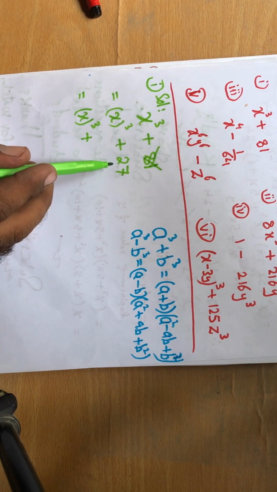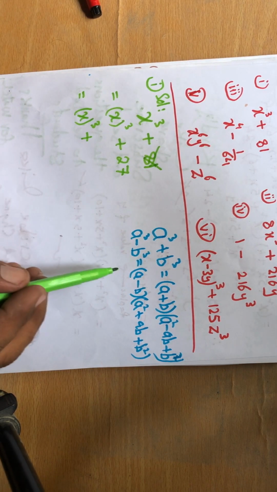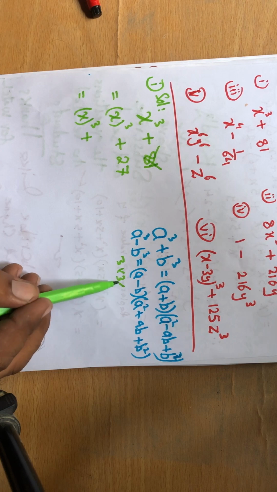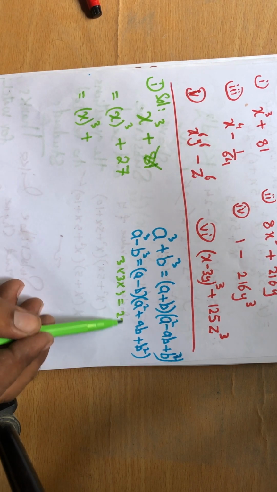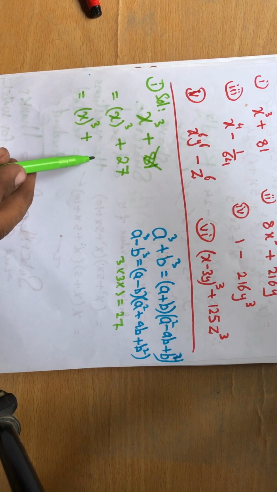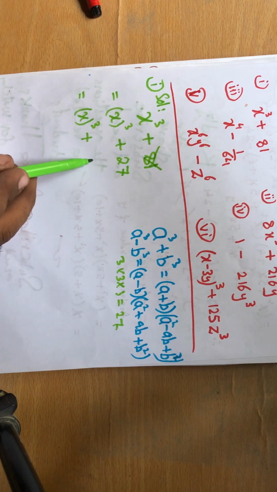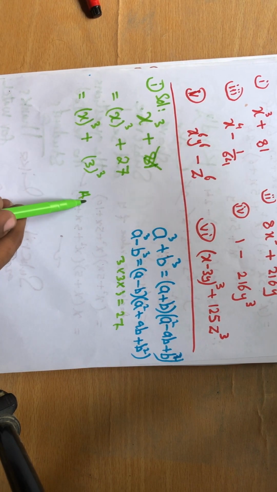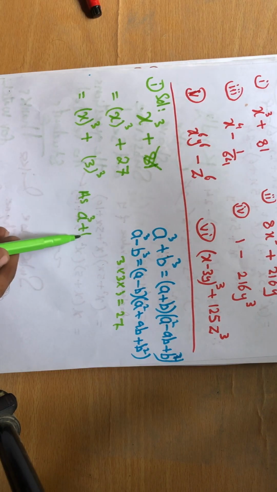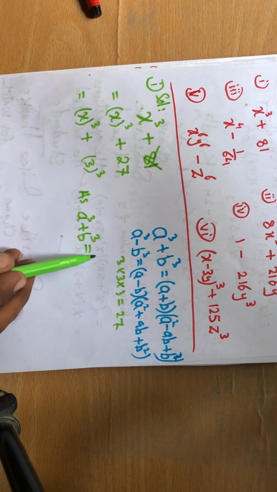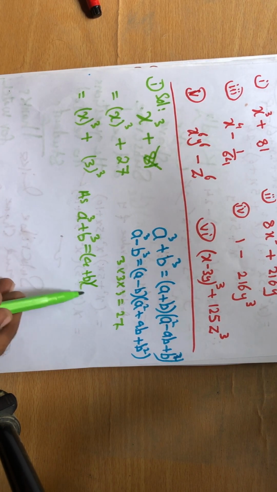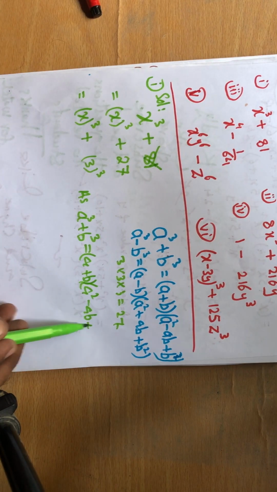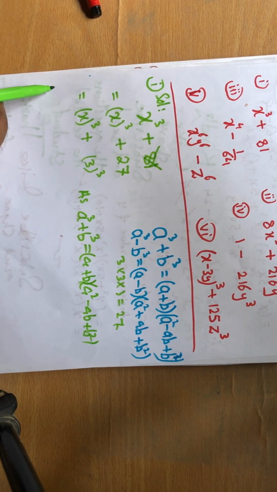Now we can keep the formula like this: a cube plus b cube. We know 3 multiplied by 3 multiplied by 3 comes 27. So that's why we are writing here in place of 27, 3 to the power 3. Now we know this is how to open a cube plus b cube, it is equal to a plus b, further a square minus ab plus b square.